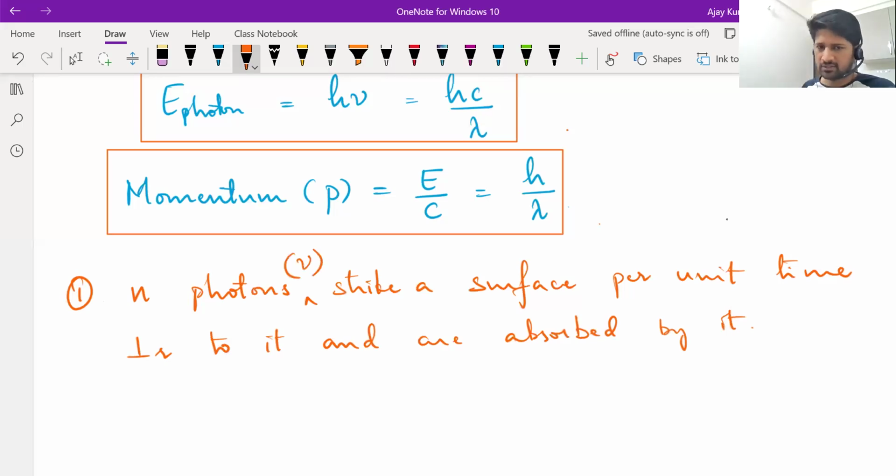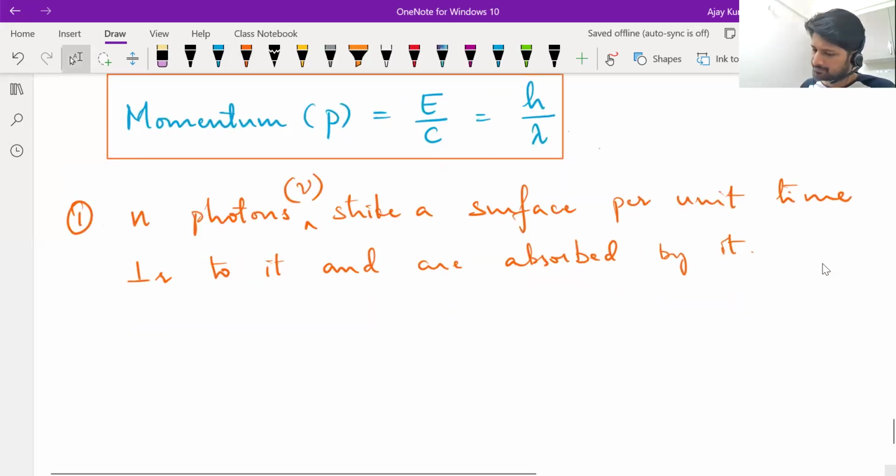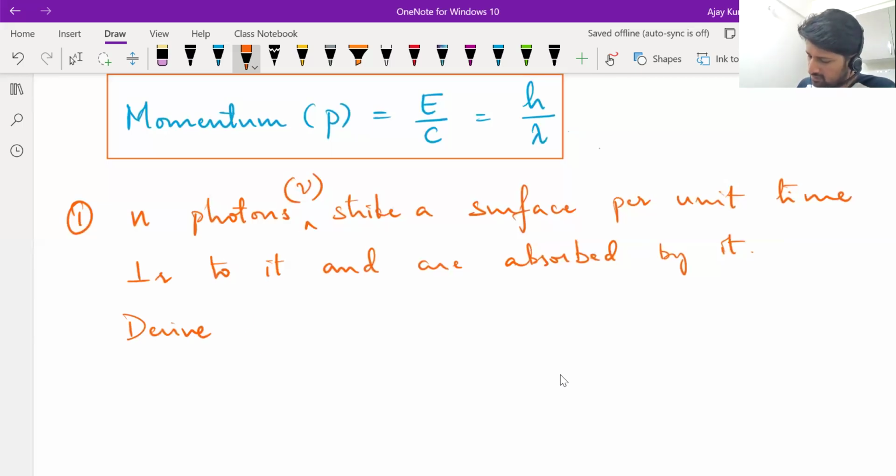Photon frequency is nu. Now photons carry momentum. When anything carrying momentum strikes a surface, it transfers some momentum to the surface, so it exerts a force on the surface. So n photons of frequency nu strike a surface per unit time perpendicular to it and are absorbed by it. Calculate or derive an expression for the force acting on the surface. Do this, all of you, I'll give you 2 minutes.